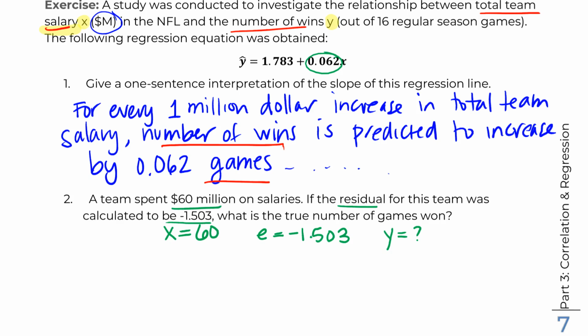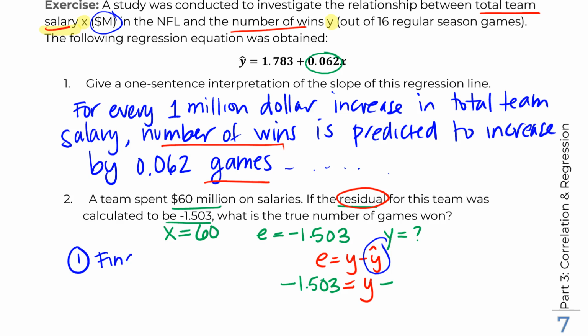Well, I'm sure some of you weren't stymied, but for those that were, remember, as soon as we see the word residual, we probably want to write down e is equal to y minus y hat. Well, we could fill in some stuff here. We know e is 1.503. We know we're looking for the real y, so we'll leave that blank. So if only we had y hat, we could solve this problem. Wait, we know how to get y hat, right? y hat is just our predicted value. So this is, again, just a two-step question. In step one, find y hat. So when in doubt, just find y hat. And then step two is to use our residual formula.